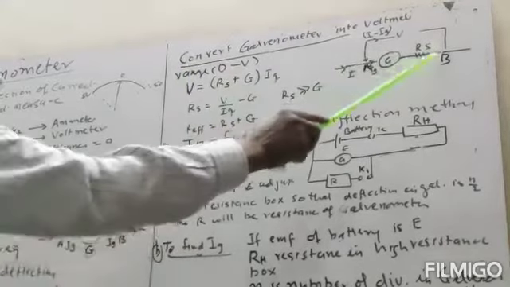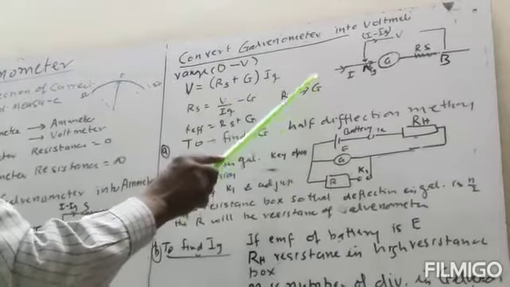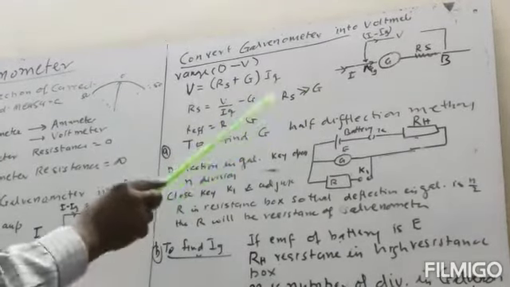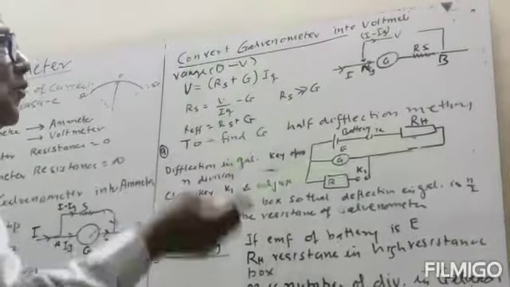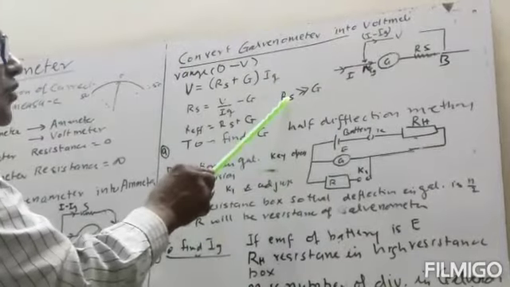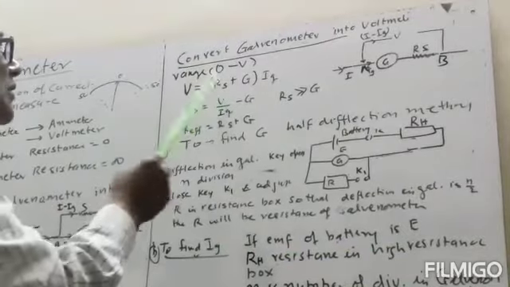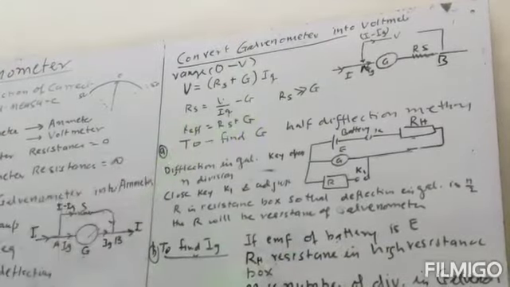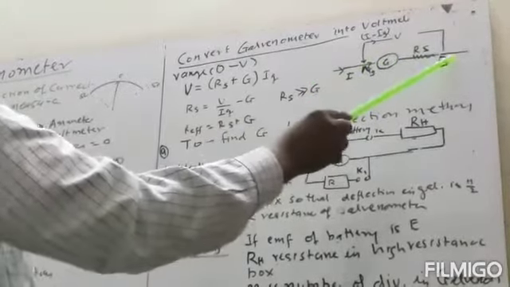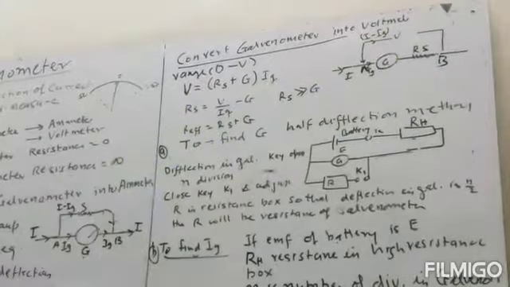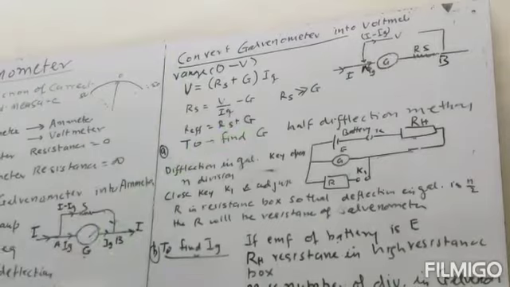So here Rs is much larger than G. The value of G is always less than 100 ohm, and Rs is always more than 1000 ohm, nearly 1000 ohm or even more than this. It will depend upon the range. What will be the effective resistance? The effective resistance will be G plus Rs, because they are in series. So the effective resistance of the voltmeter will be equal to Rs plus G.